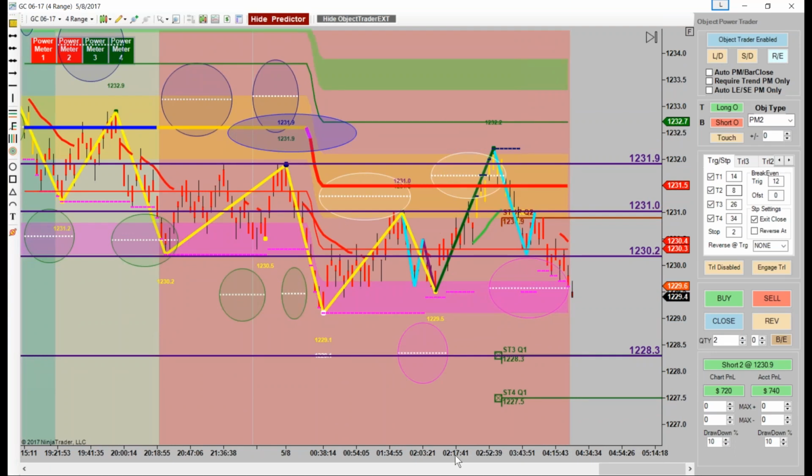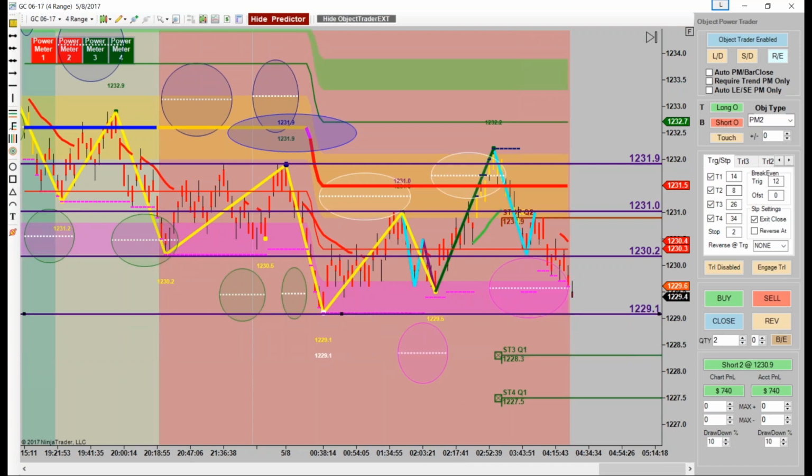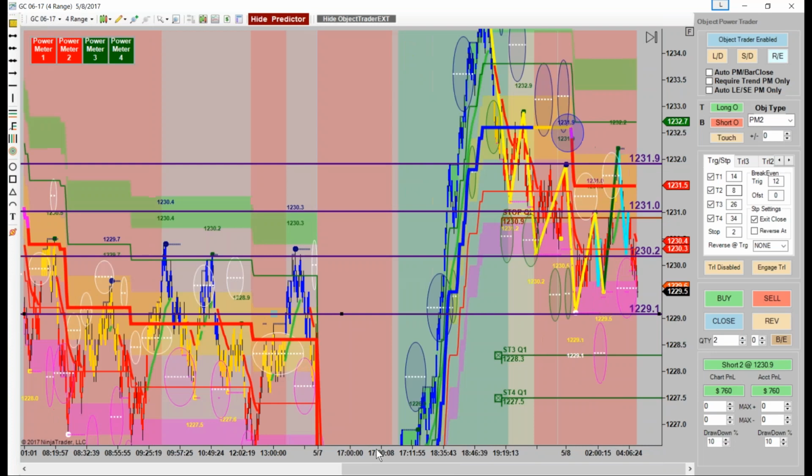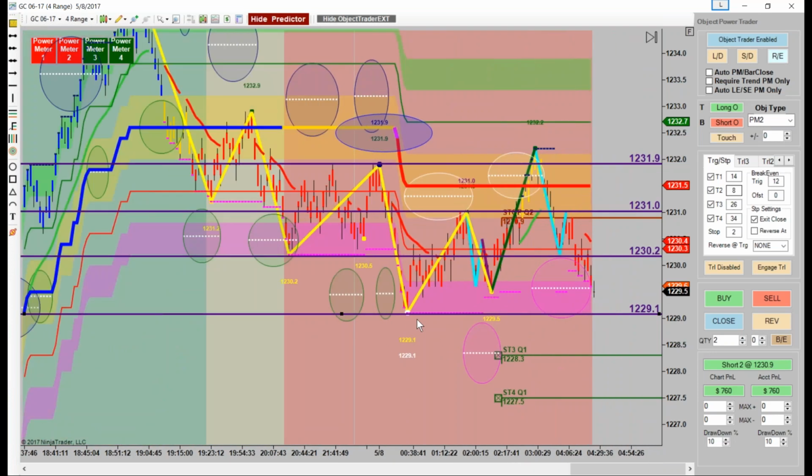See how power meter 2 has not drawn just yet? That's because power meter 2 needs two candles in a row rather than just one. So it's a little stronger trend. Now, drawing on your chart, we need to watch this, because this could be the end of the trade, right? Because you've got a bottom right here. Okay?